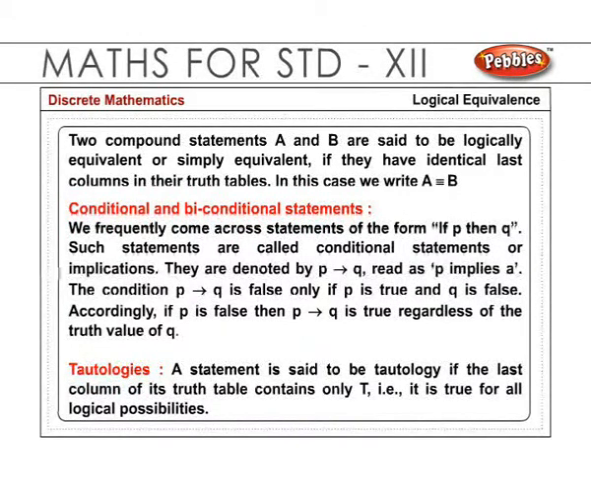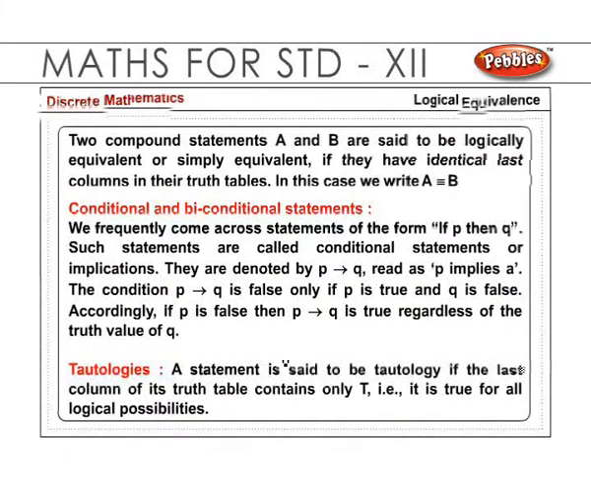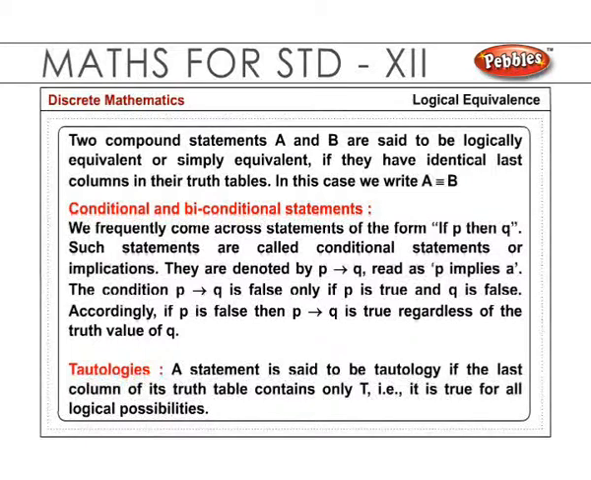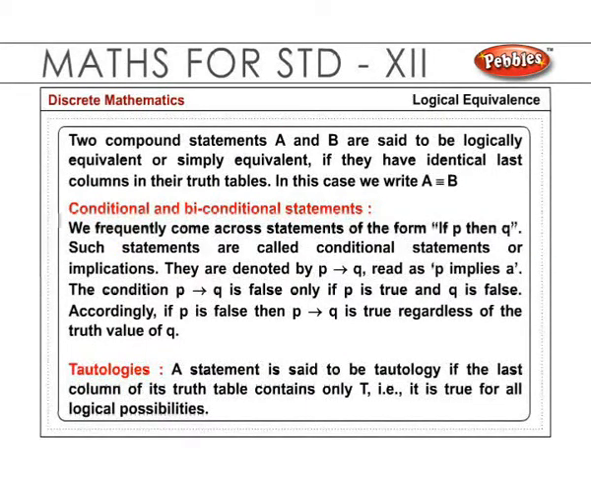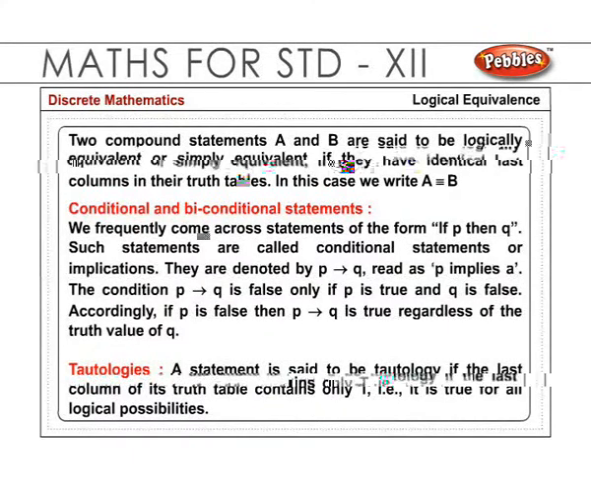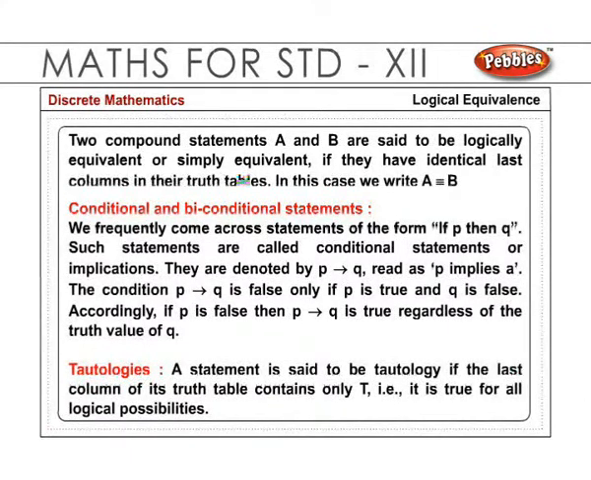Conditional and biconditional statements. We frequently come across statements of the form if P then Q. Such statements are called conditional statements or implications. They are denoted by the symbol shown above, read as P implies Q. The condition P implies Q is false only if P is true and Q is false. Accordingly, if P is false, then P implies Q is true regardless of the truth value of Q.